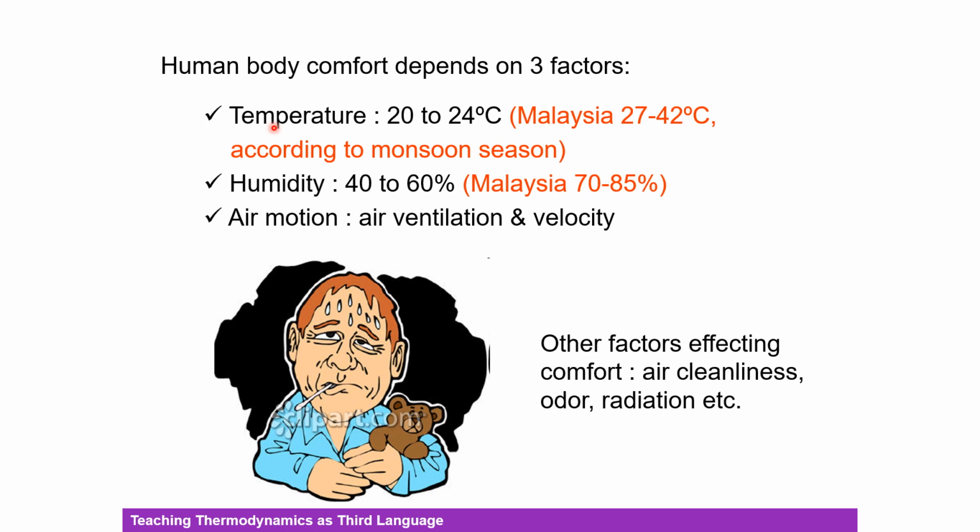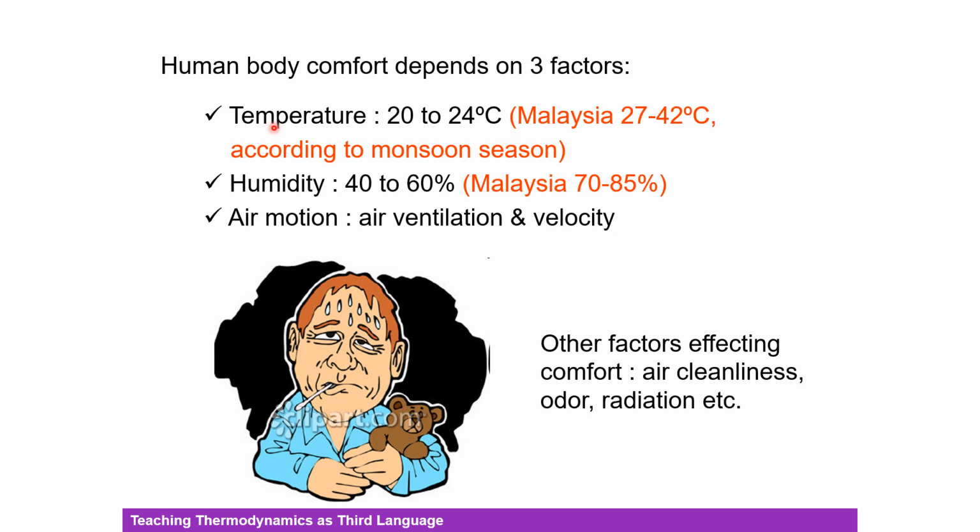Now the body will try to minimize this energy loss by cutting down the blood circulation near the skin, and this will cause a lot of discomfort to you. So in order to avoid that, we will add on more clothes so that we become much more comfortable. This introduces a thick layer between our body and the environment, which becomes an insulation layer so that you can remain comfortable in a cold climate.